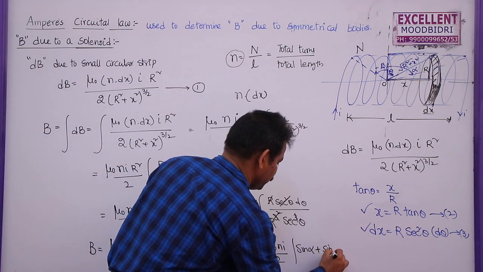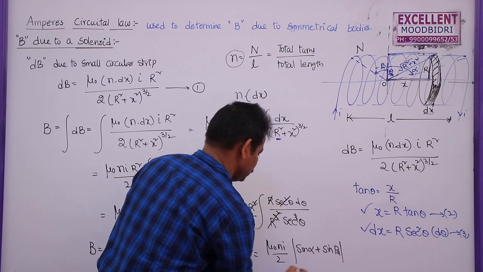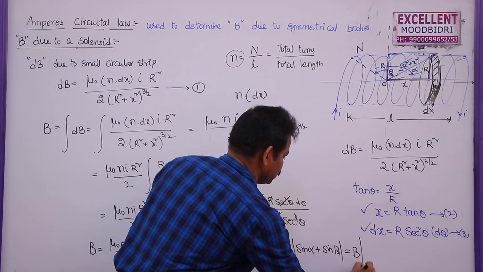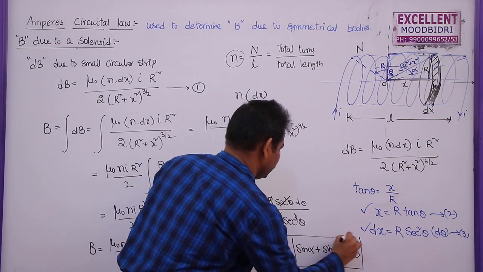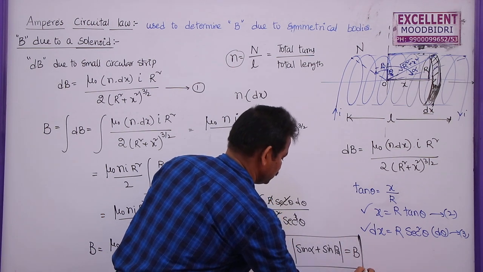and minus of minus beta will become sin beta. So this is the magnetic field due to a solenoid at its center or at a point on the axis of this one.